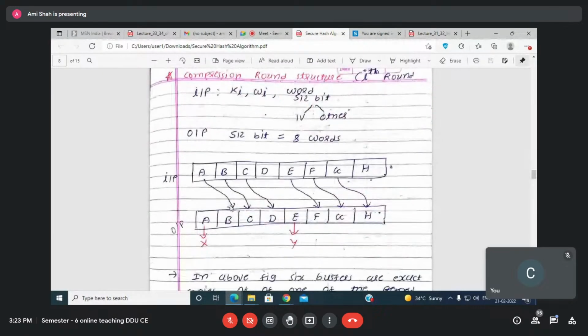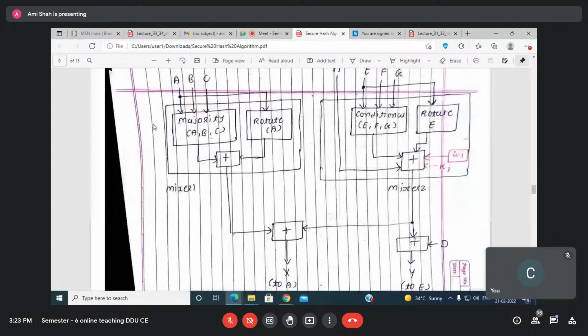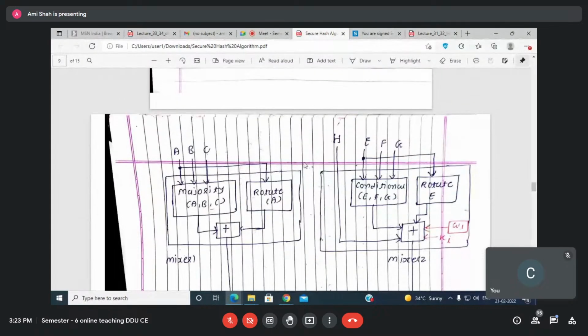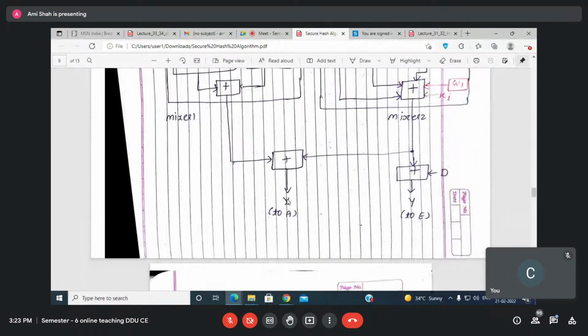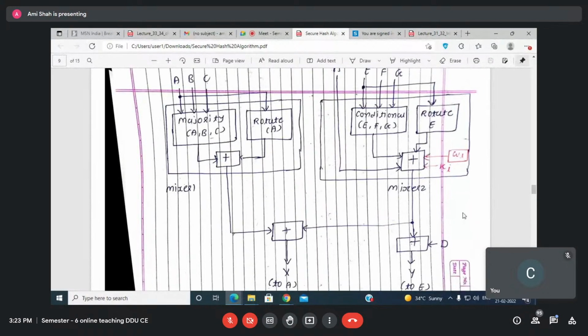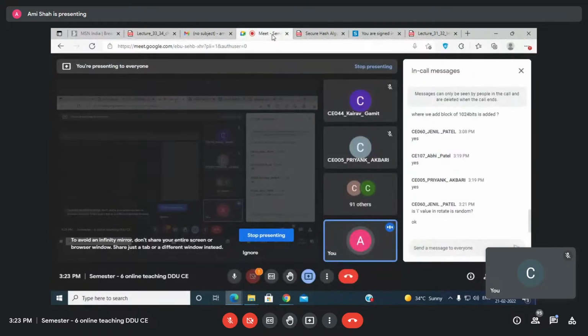So these are my initial digest. Now after round 0, how do I get this value? These values are an exact copy. But my question is, how do I get this X and Y? For that, you have to implement this model. By following this model and performing this, you get the values of X and Y. For that, I will explain what is this majority, what is this rotate, what is this conditional, each and everything.